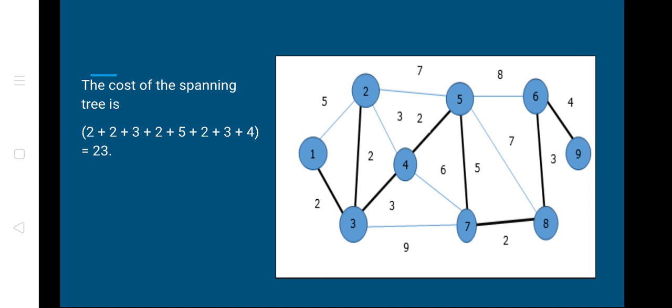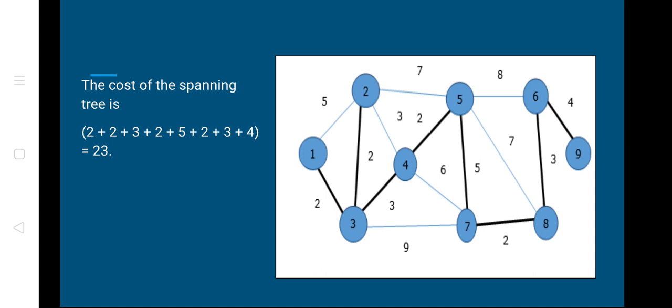So here this spanning tree has the minimum cost of 23. Earlier it was 38. Even here all nodes are connected, but in a different order: 1, 3, 4, 2, 5, 7, and then 8, 6 and 9. Accordingly we have connected the values. The values are 2 plus 2 plus 3 plus 2, just adding all the values of each and every edge. So this is 2, and again this is 2 and this is 3, and from here it is 2, and then here it is 5, and then it is 2, and then it is 3, and then it is 4.